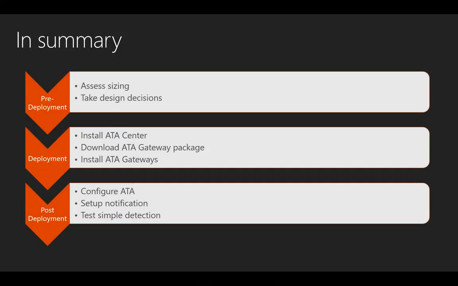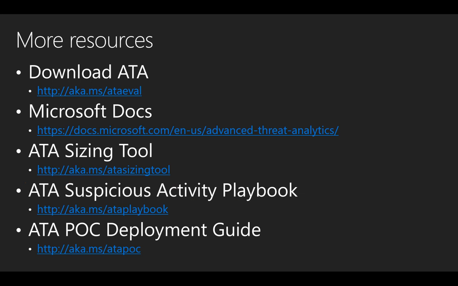In summary, we have now deployed ATA, we have installed a lightweight gateway, we have configured the center. All you need to do is the post-deployment tasks, such as configuring some of the additional settings in ATA, set up notification, and of course, testing simple detections or even advanced pen testing. Finally, don't forget to use our additional resources that will help you make your deployment much easier.